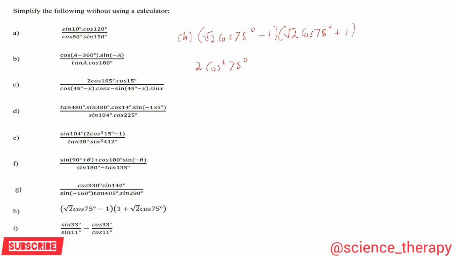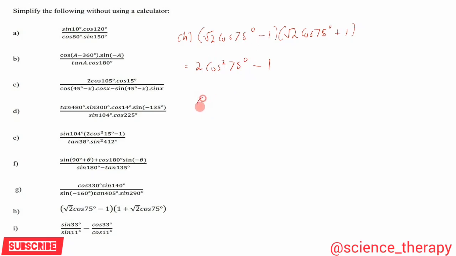The middle terms will just cancel out. So now we can just look at the last terms. It's negative 1 times positive 1. That will give us negative 1. Now if you look at this, you can see that there is a certain double angle that looks exactly like this.